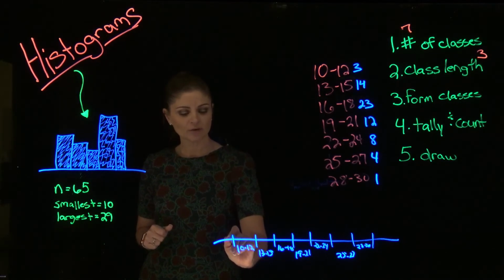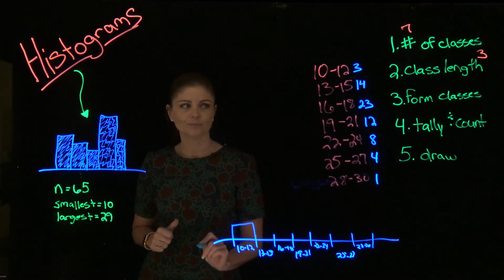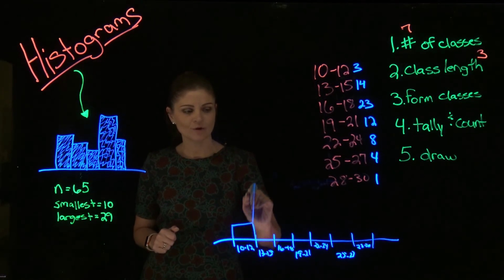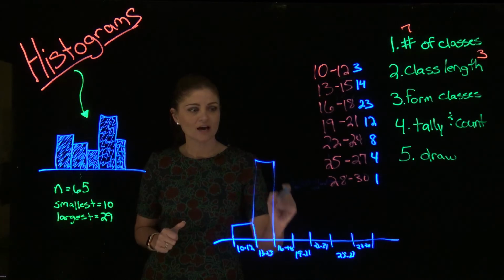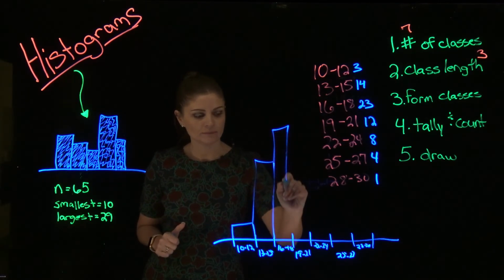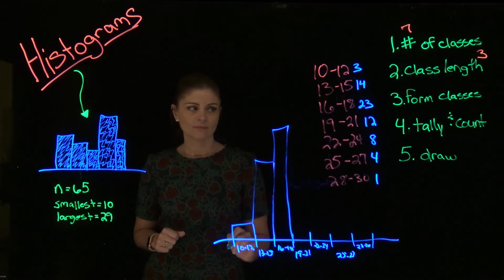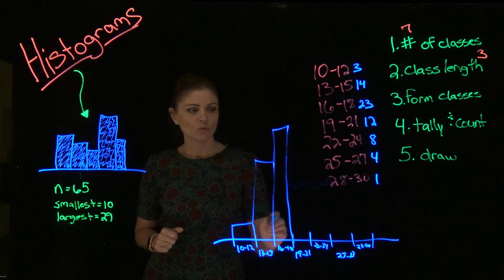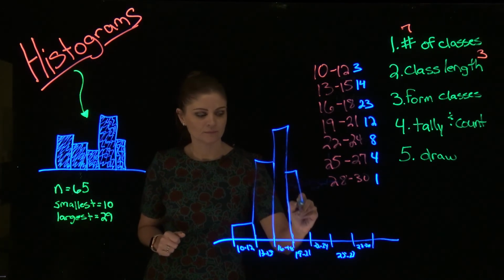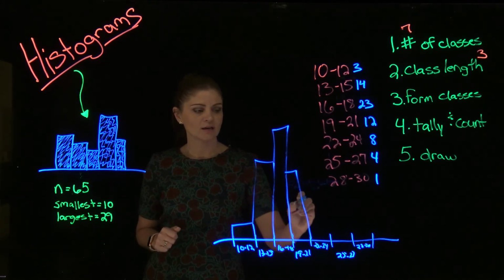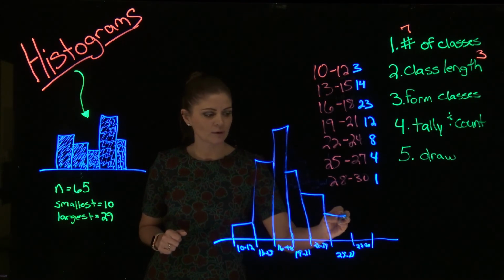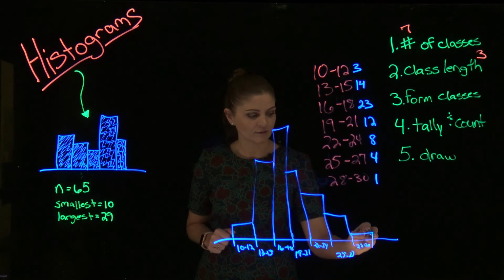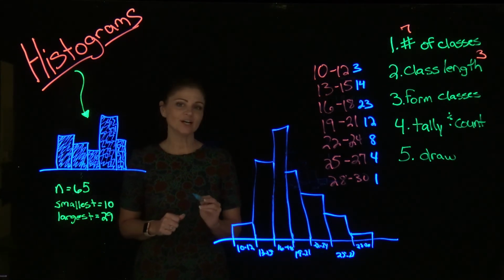In our first column, we have about 3. In our second column, we have 14. In our third column, we have 23. In our next column, we have 12. In our next column, we have 8. In our next column, we have 4. And then we finally have 1. And then we have our histogram.